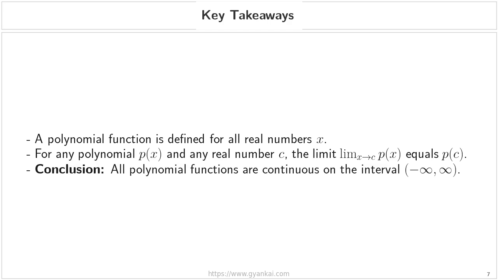Finally, we reach our main conclusion. All polynomial functions are continuous on the interval from negative infinity to positive infinity. In simpler terms, because they satisfy all the mathematical requirements for continuity at every single point, their graphs are smooth, unbroken curves across the entire set of real numbers.